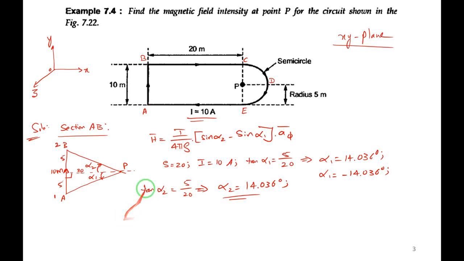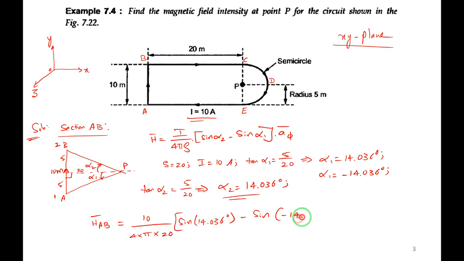So we will calculate, let us call h due to the section AB, let me call it as HAB, so that it will be very clear. HAB. So I is how much? 10 amps by 4 into pi into rho is how much? 20. Sine of alpha 2 is 14.036 degree minus sine of alpha 1 is minus 14.036 degree. One more thing, what is this A5?